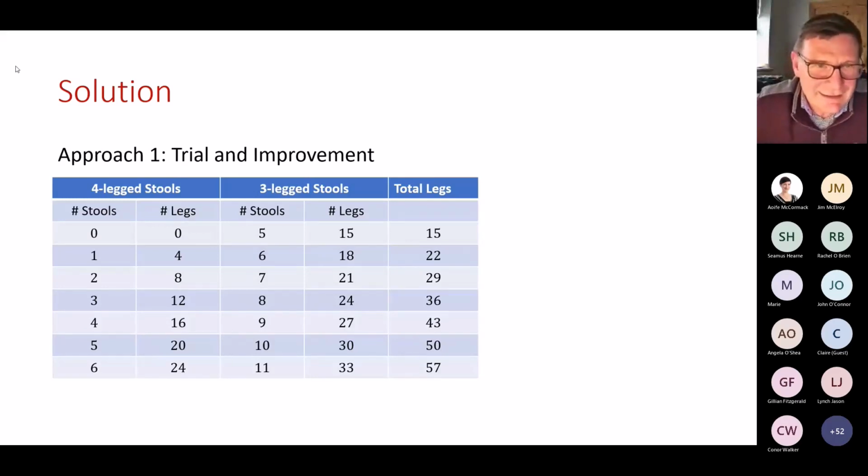So that is a total of 15 legs. And then we continue on. We go to 1 four-legged stool, and if you have 1 four-legged stool, you're going to have 6 three-legged stools, and we calculate the total number of legs on that. That comes to 22, and we work our way down through it. And finally, when we arrive at 6, out pops the 57 that we wanted. So we need 6 four-legged stools and 11 three-legged stools to have a total of 57 legs. So trial and improvement, our first approach.